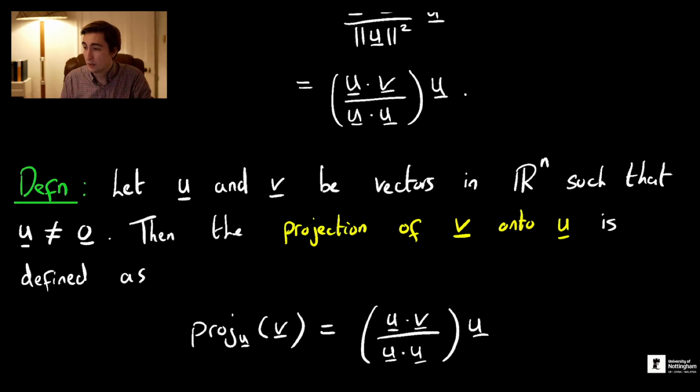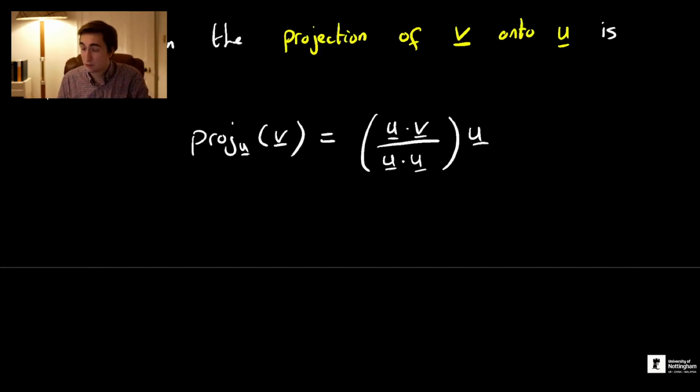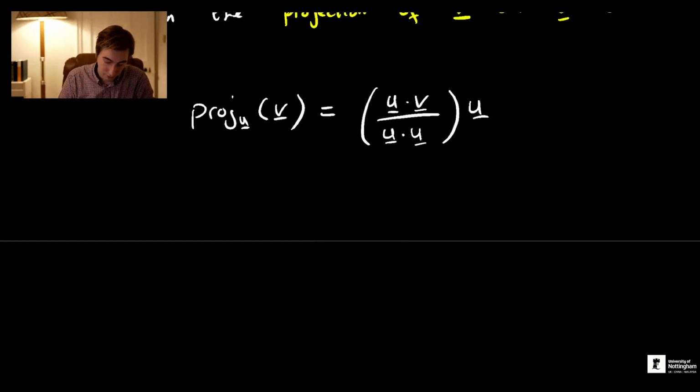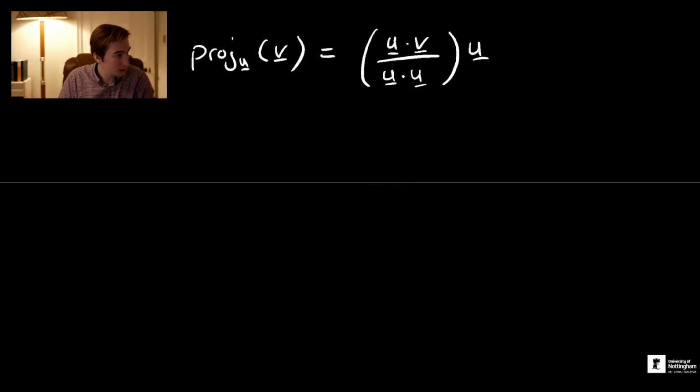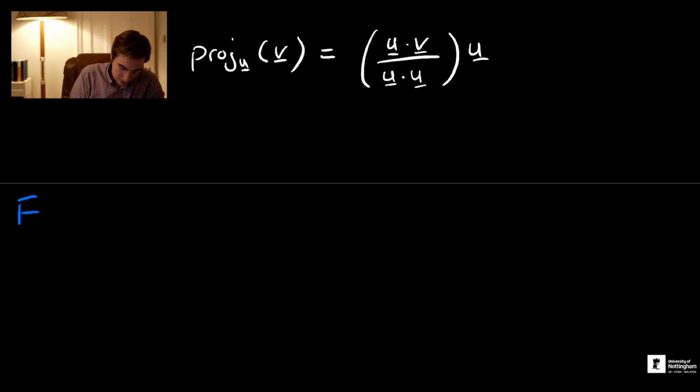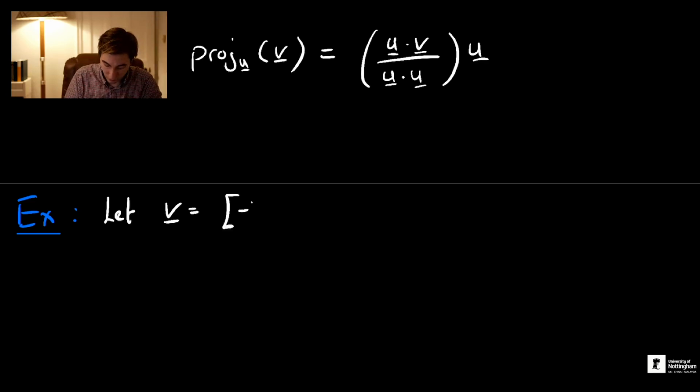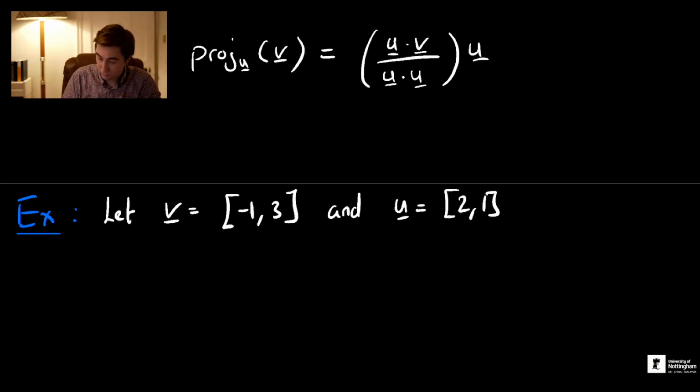And we can show that in an example that we have here in the notes. I've written 3 examples here in the notes, but I'll go through just the first one. In this situation, we let v equal the vector -1, 3, and u equal the vector 2, 1.